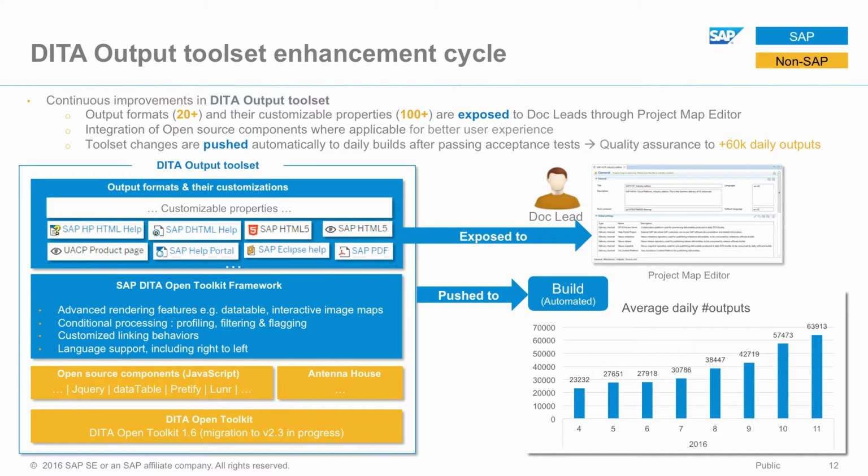And quality assurance here is really very key. As you can see, the progression of daily outputs we are producing every day. During the last 6 months, we almost tripled the number of outputs we are producing. So quality issues became a real quality problem in our deliveries.